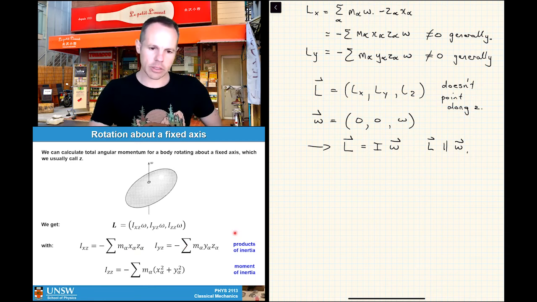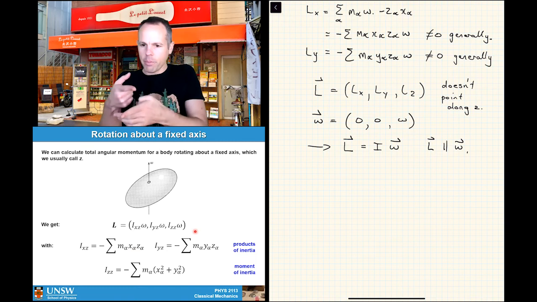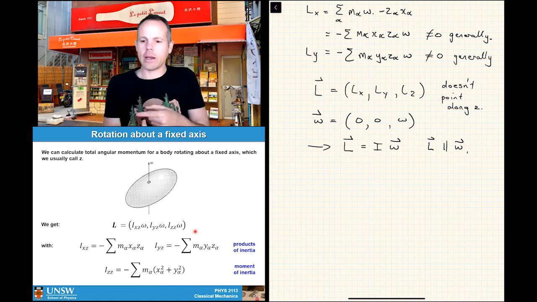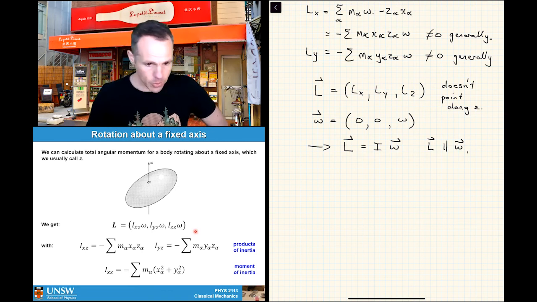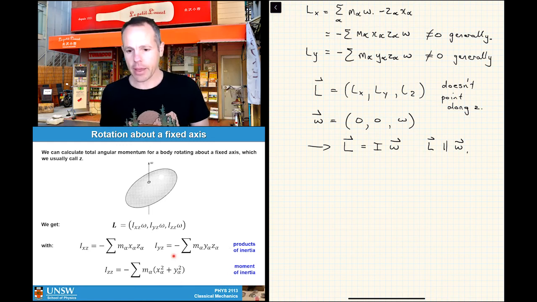Okay, these are the two things that you call the products of inertia, and they're basically the components of the angular momentum about the non-rotating direction for a rotation of something about a fixed axis. Okay. So in addition to moment of inertia, we now have two things we call products of inertia, and we'll see how they become really important in the next lecture. Okay.